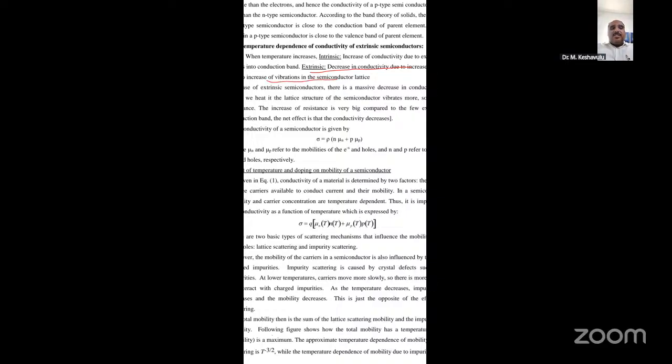Once the temperature increases, the vibrations of the semiconductor atoms increase. So simply, we have to understand that in intrinsic semiconductors, the conductivity increases as temperature increases. But in extrinsic semiconductors, conductivity decreases as temperature increases. This is the temperature axis, and this is the conductance.